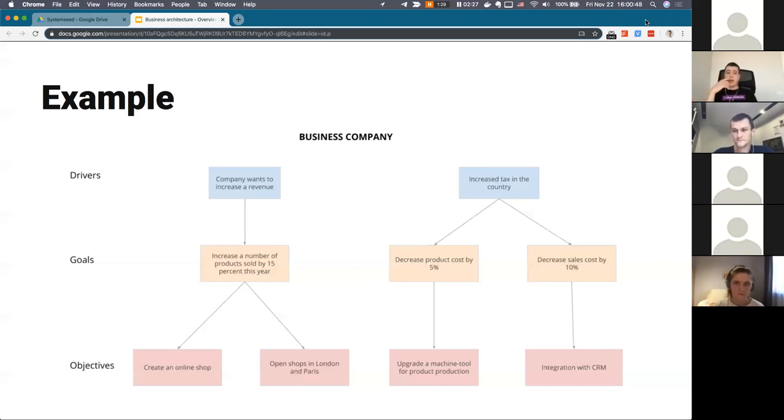And that's what makes us different, and that's what makes us genuine technology partners, that we understand their business first and understand their drivers and goals before we do the objectives.